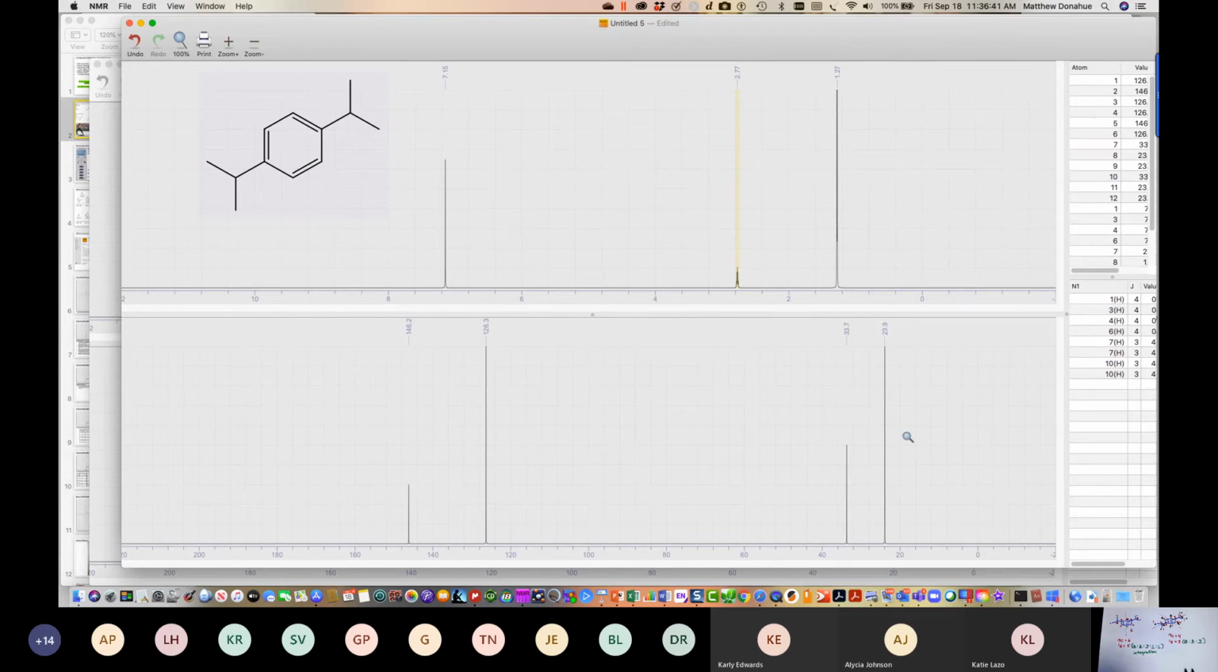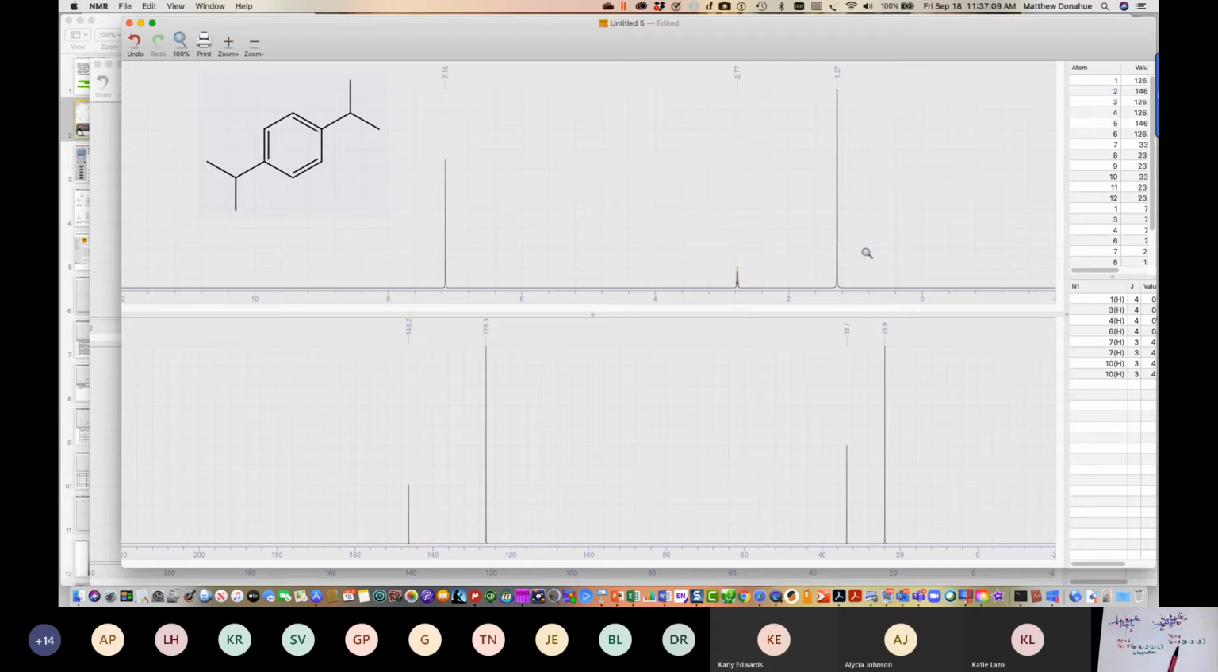So in the bottom spectrum, we said there were 4 carbons. So we can see them, 23.9, that's the methyl, 33.7 is the methine, 126 and 146.3, those are the carbons bearing the hydrogens, and then 146.2 are the carbons bearing the ring substituents. So that's our 4 we came up with.